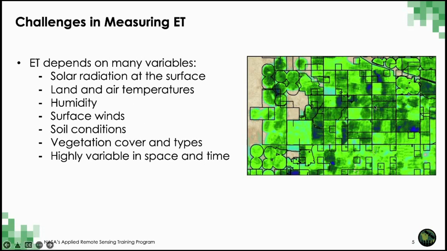As shown here, first of all, it is highly variable in space because it depends on many variables, including solar radiation at the surface, that's the energy required to evaporate water, land and air temperatures at the surface, humidity, surface winds, soil conditions, vegetation cover, and types. All these are required. So measuring ET is challenging, and it is basically estimated from combinations of observations and models.